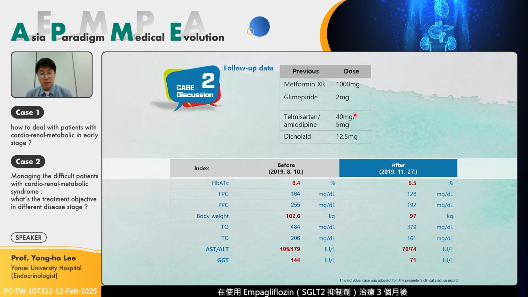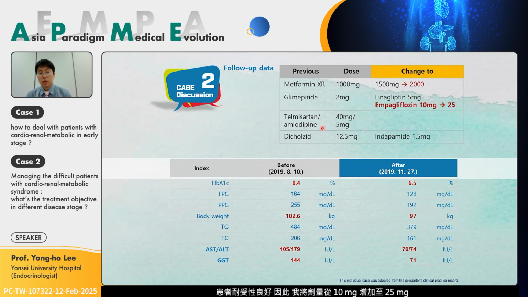In this case, after 3 months of treatment with empagliflozin, he was well tolerated, so I increased his dose from 10 to 25. HbA1c dropped from 8.4 to 6.5. Body weight change was also a little bit more; I think he did well with lifestyle changes. So 5 kilograms were gone. And an interesting point is that AST and ALT levels went down after using empagliflozin.